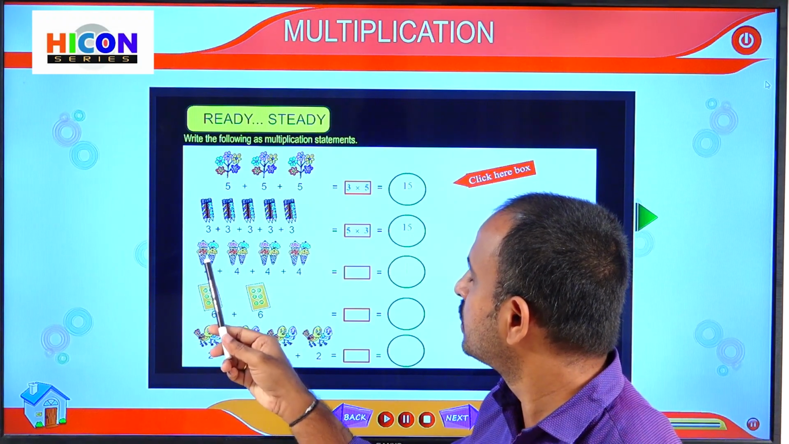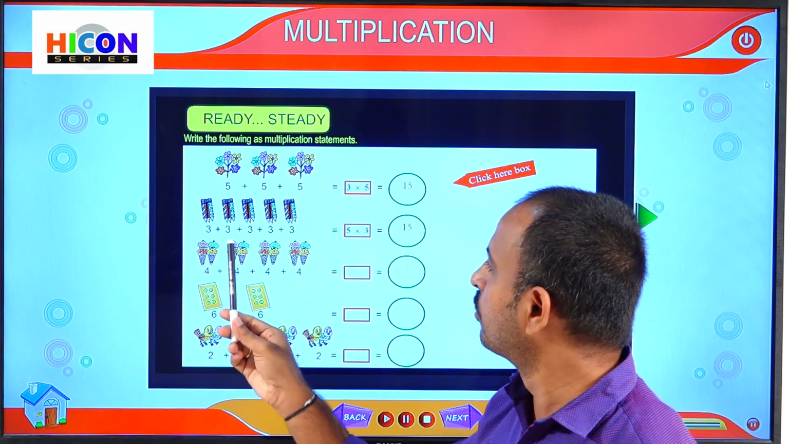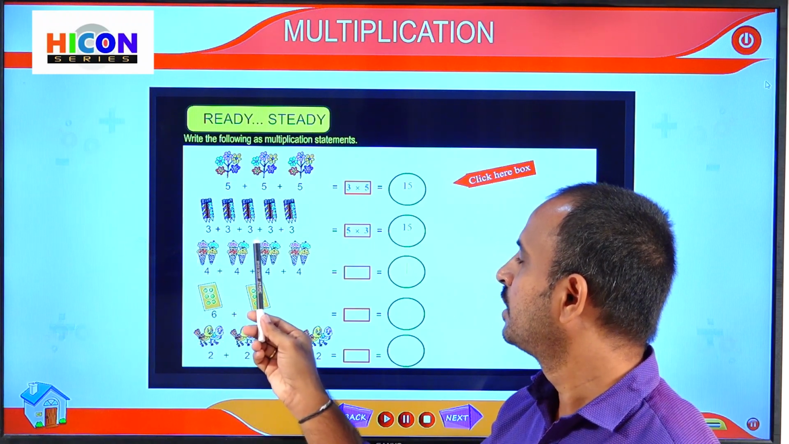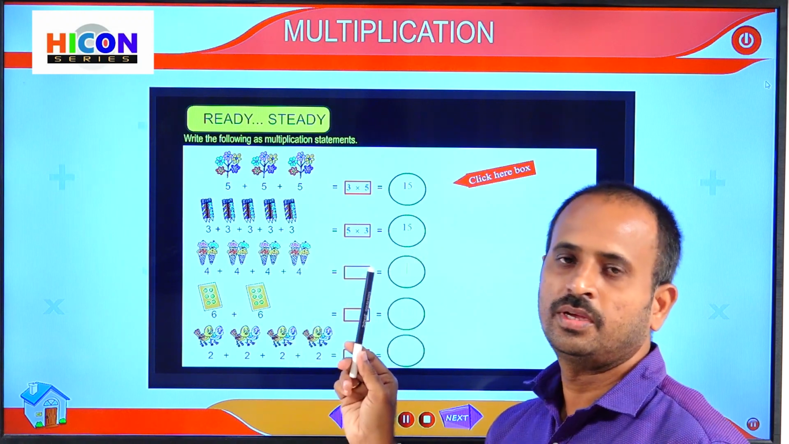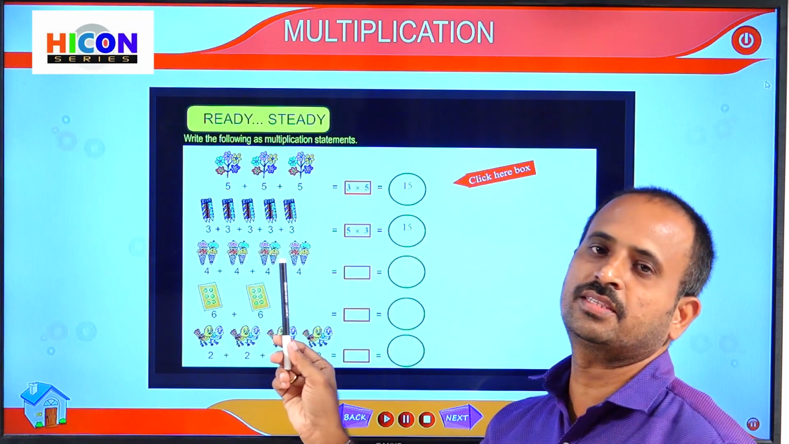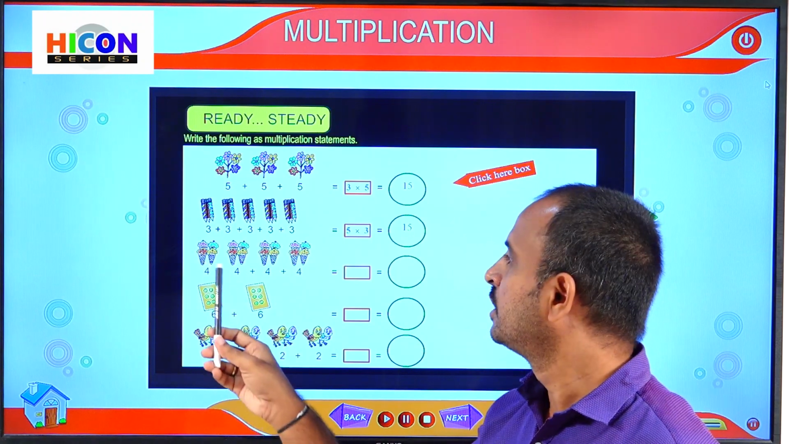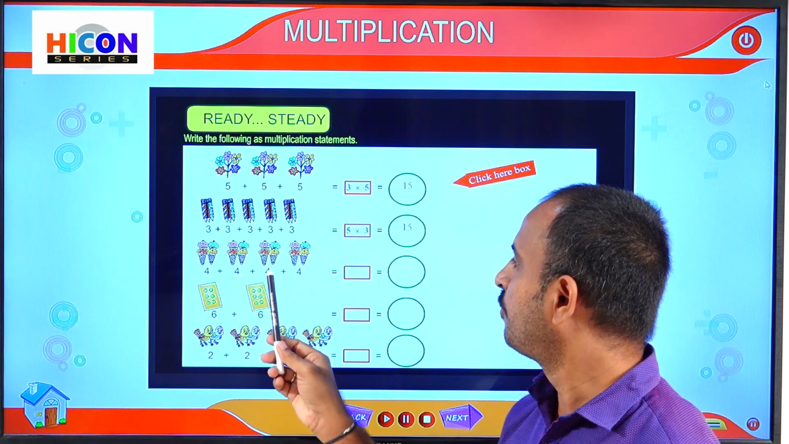Here you are observing some cones, that is, ice cream cones. How many groups of ice cream cones are there? This is the first group, the second group, third group, fourth group. So there are 4 groups of ice cream cones. And each group has how many cones? Each group has 4 cones.